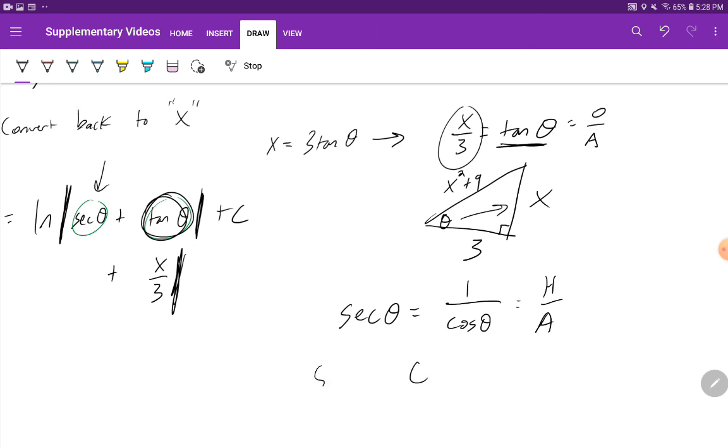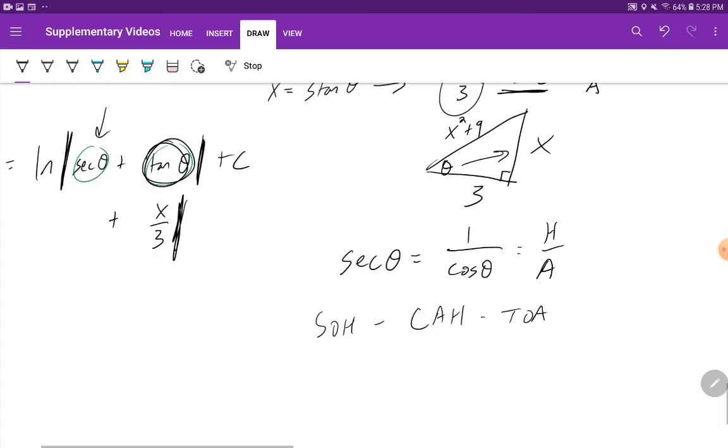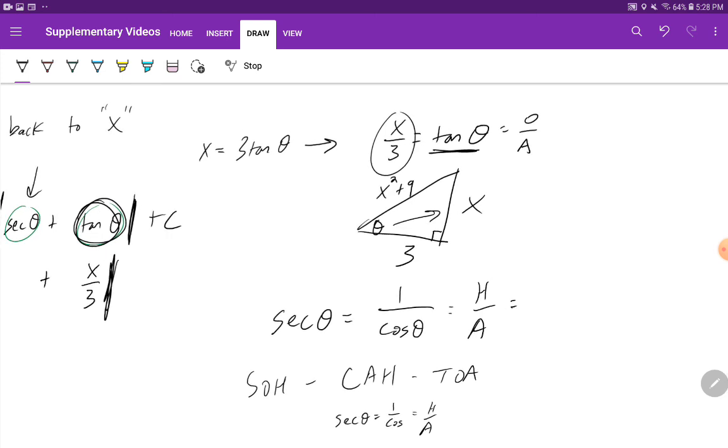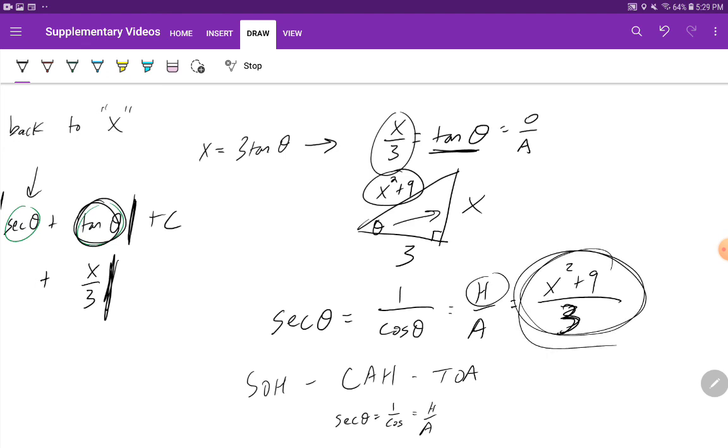So SOHCAHTOA. This is your sine, cosine, tangent, right? But then secant is equal to 1 over cosine. So that's going to be H over A. Yeah, I just wanted to make sure. Yes, it's H over A. All right, so this means we need the hypotenuse, which is what we found in our triangle. It's square root of x squared plus 9 over adjacent, which is 3. Woo! So what does that mean? This thing, square root of x squared plus 9 over 3, is equal to secant theta.